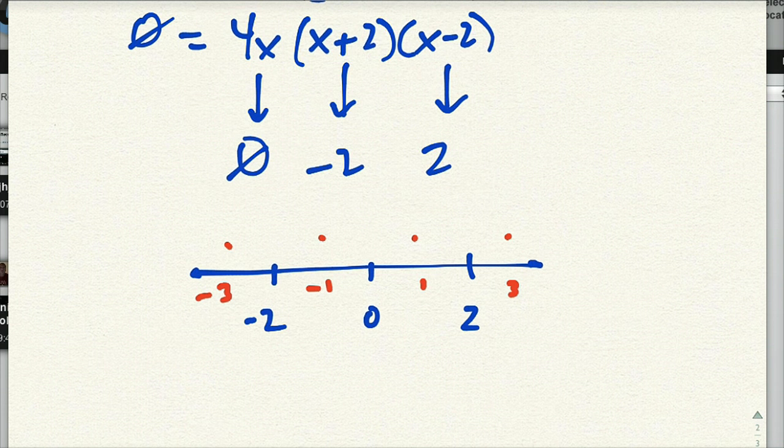I will plug all of these into my derivative to see if I get a positive or negative number. Okay, so how do I do that? Basically, I'm going to have to plug negative 3 into all 3 of these pieces. Piece 1, piece 2, and piece 3, and see what the sign is. I don't really care what number I get. I just care about what the sign is. Is it positive or negative?